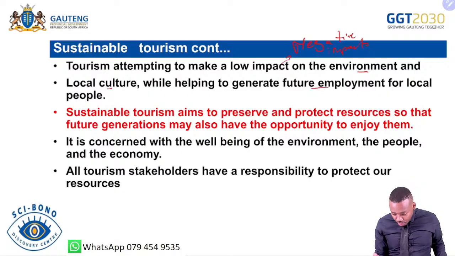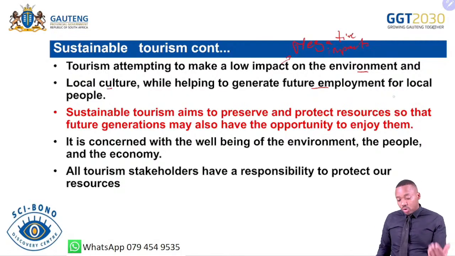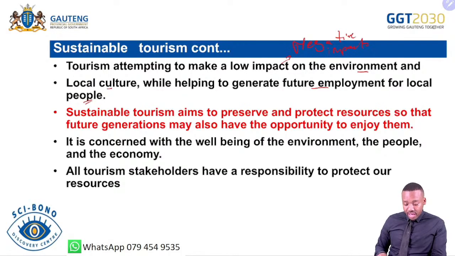generation to get what? Employment for what? For local people, right? So tourism is attempting to make what? A low impact, especially negative impact where? On the environment and also the local culture, while helping to generate future employment for who? For the local, which is what? The people's pillar. So basically, when you are talking about sustainable tourism, it aims to preserve and protect resources so that future generations may also have an opportunity to enjoy them.